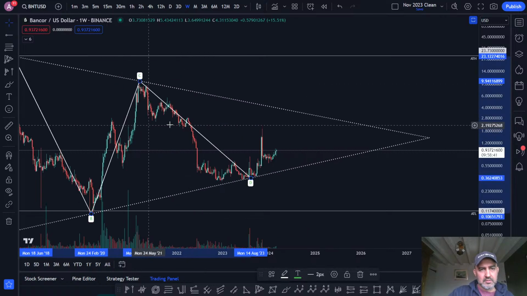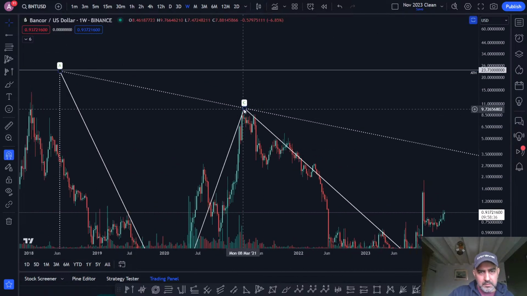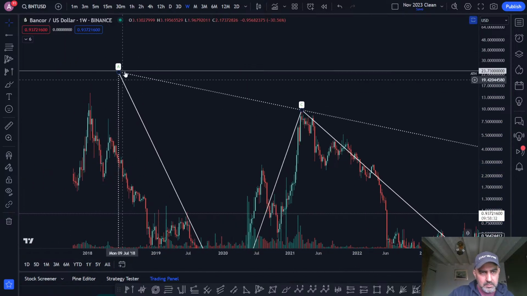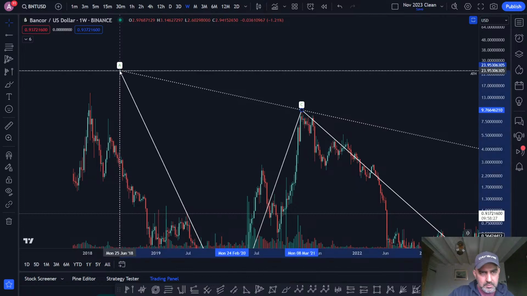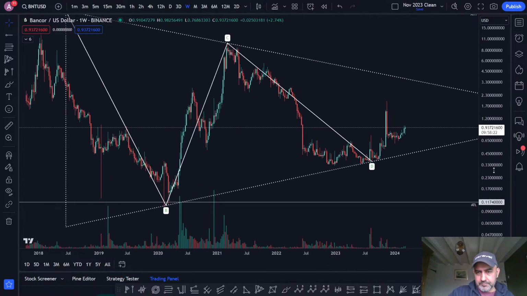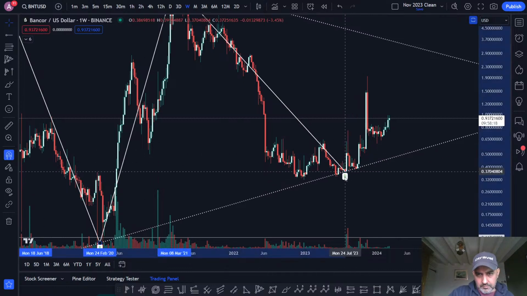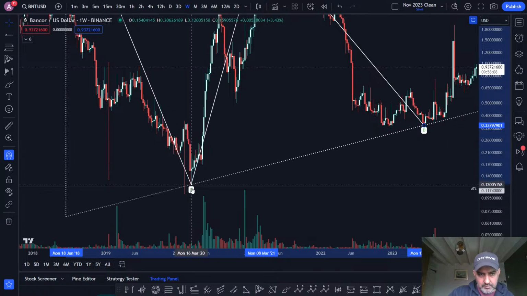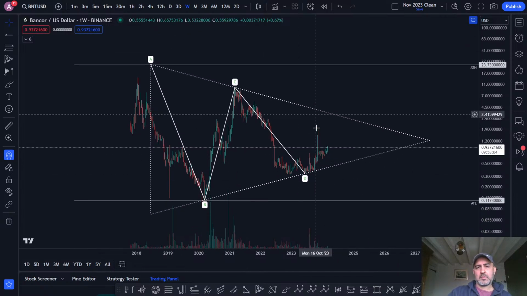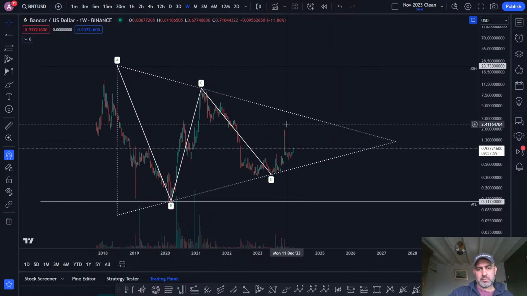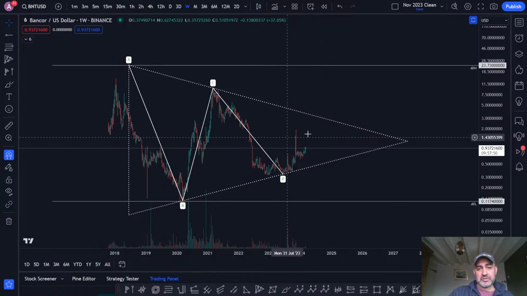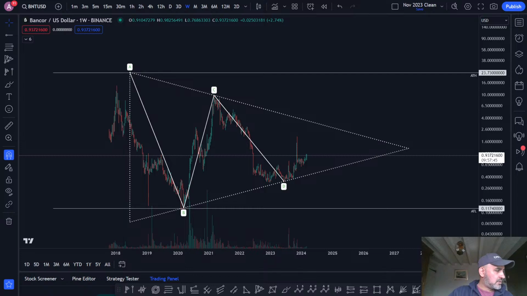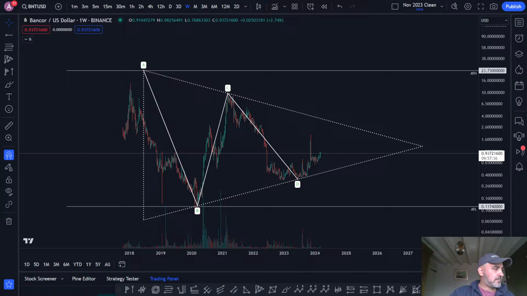Probably on Coinbase actually. So there. It's good accumulation. The market cap is only 124 million. It's not much. It's not much at all.